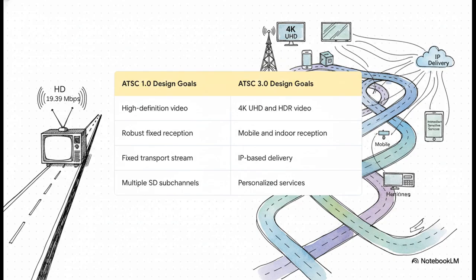And wow, this slide just lays it all out, doesn't it? ATSC 1.0 was built to do one thing really, really well. Beam a 19.39 megabit per second HD signal to a television that's sitting in one place. But ATSC 3.0, it's a completely different universe. It's designed for 4K video, for watching on your phone, for IP delivery, for personalized and interactive services. It's really the difference between a one-way street and a massive interactive superhighway.